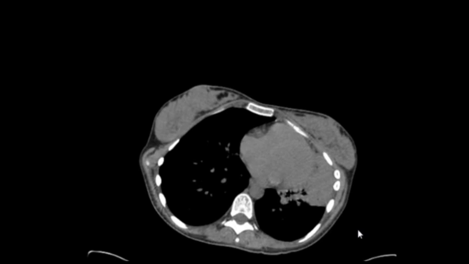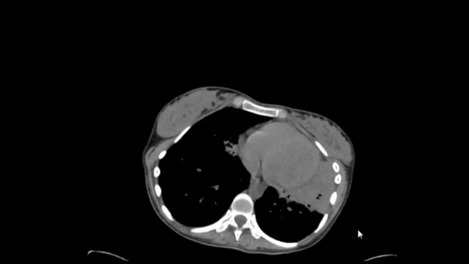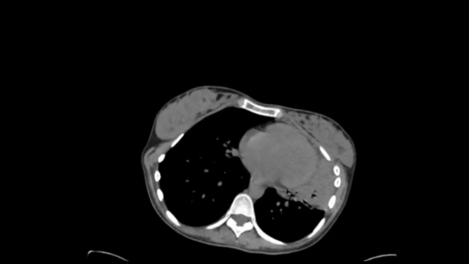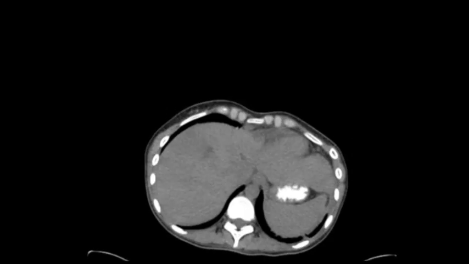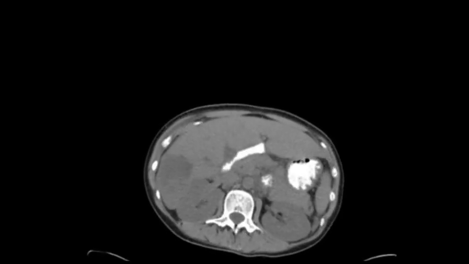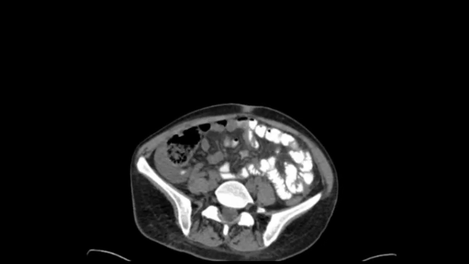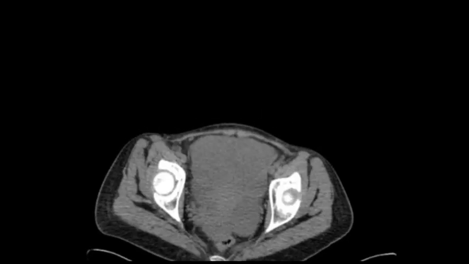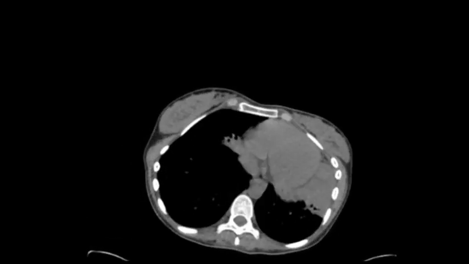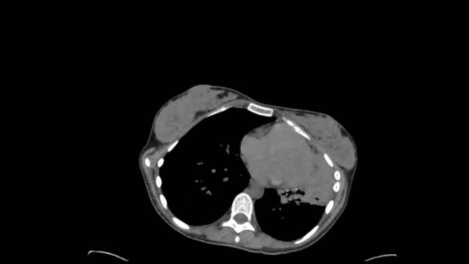This is a native CT scan of a young female patient with a history of trauma. I'm scrolling through the axial slices. This is the soft tissue window. There is oral contrast given as well. Is there any IV contrast in this image or just oral? It's just oral contrast in this acquisition.